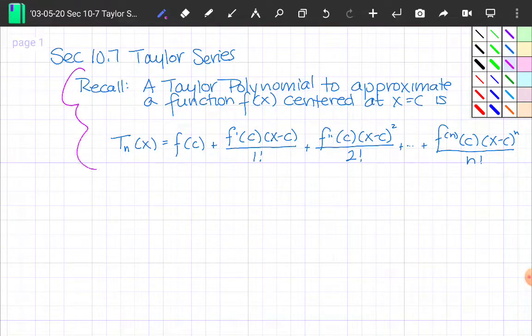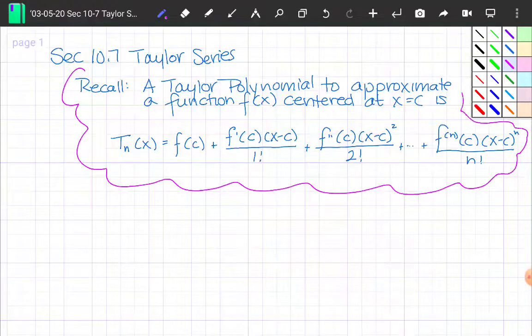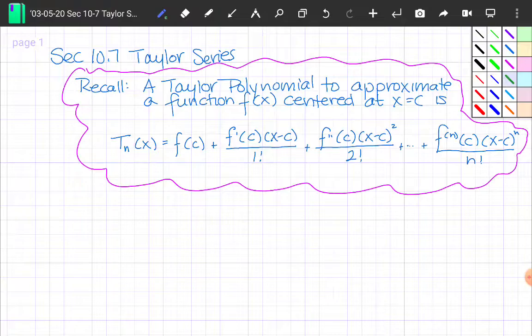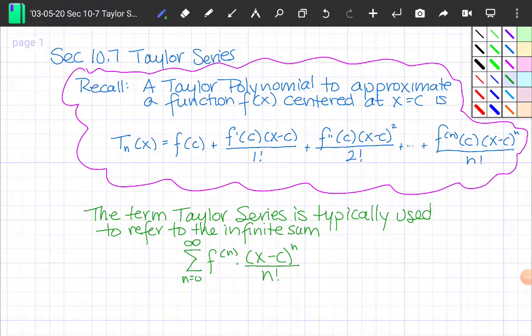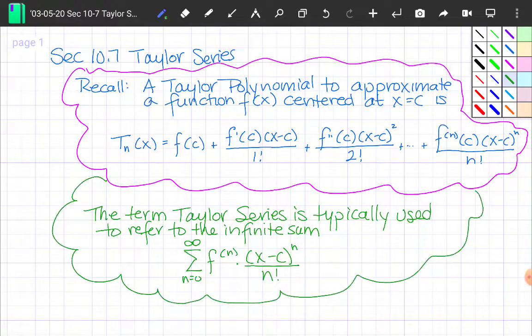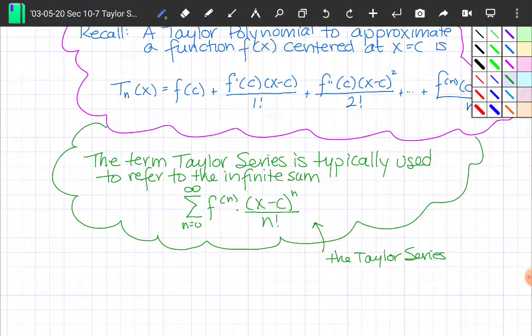So that was what a Taylor polynomial is, but notice it's got a finite number of terms. And so the term Taylor series is typically used to refer to the infinite sum. So same exact thing, except this time n is infinite. So that's what we're going to be dealing with. And then this is the Taylor series centered at x equals c.